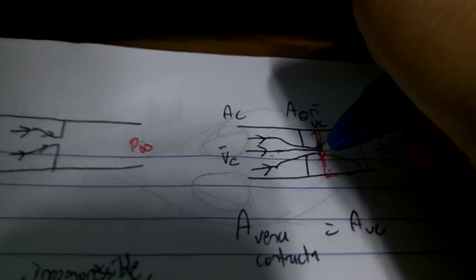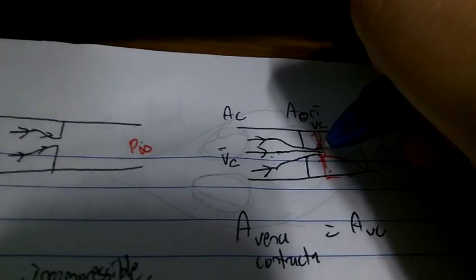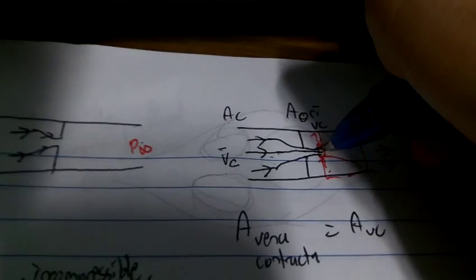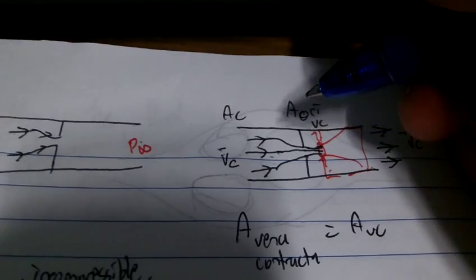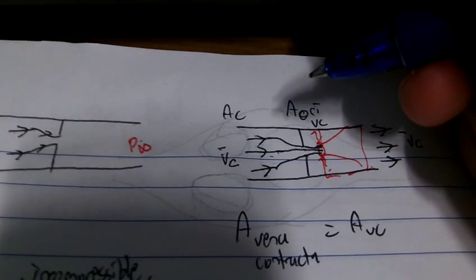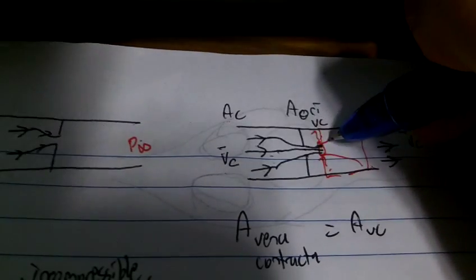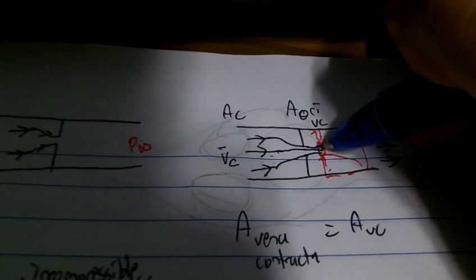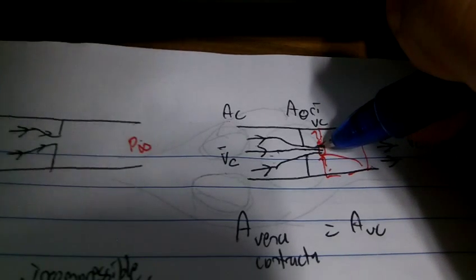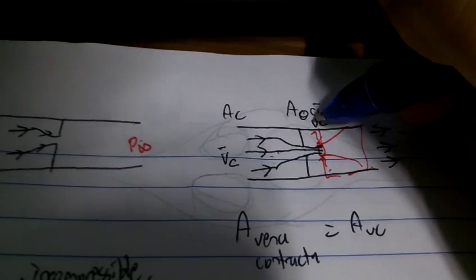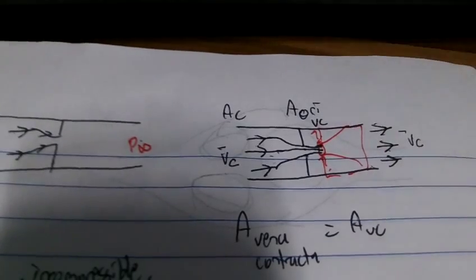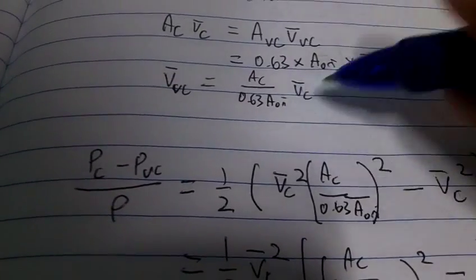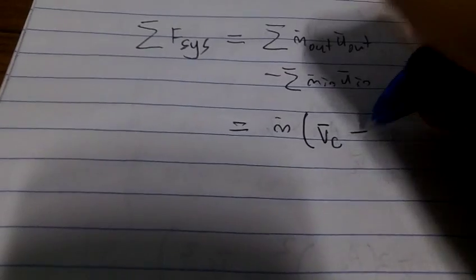You can see this control volume will be exactly at the vena contracta. In reality we don't know where it is, but never mind, that's not important. We just focus on the theoretical place where the vena contracta is. We see that the velocity is actually Vvc, which is just over here, Vvc, the velocity at the vena contracta area.